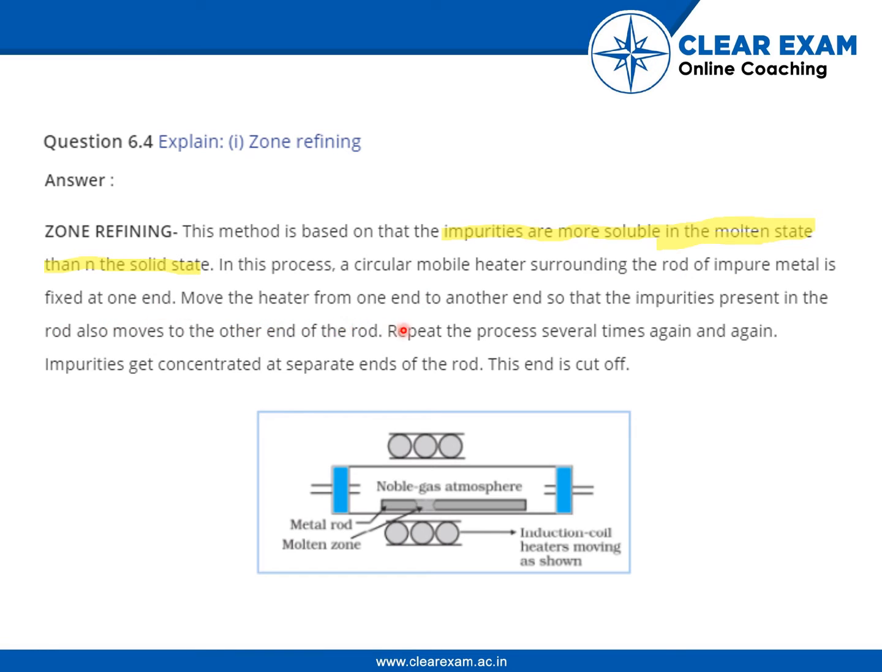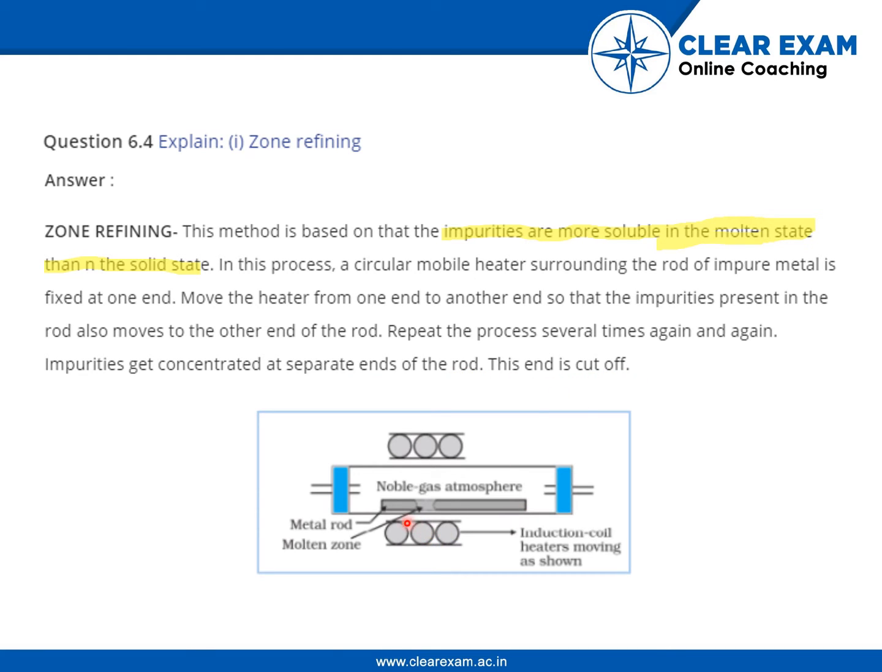Move the heater from one end to the other end so that the impurities present in the rod also move to the other end of the rod. Repeat the process several times again and again. Impurities get concentrated at separate ends of the rod. This end is cut off.